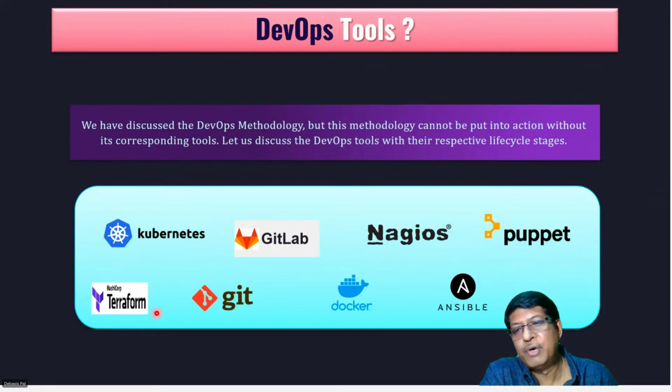We are going to learn about Terraform, which is a provisioning tool. And of course, one of the most popular things is Git, where there is version control. And finally, this is GitLab.